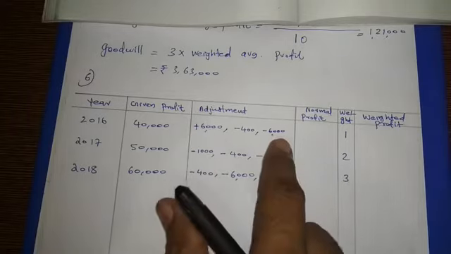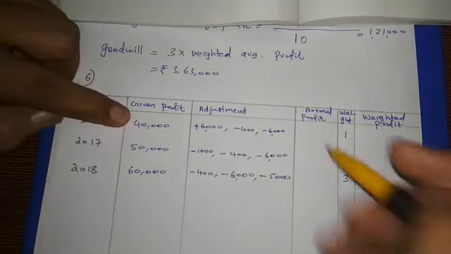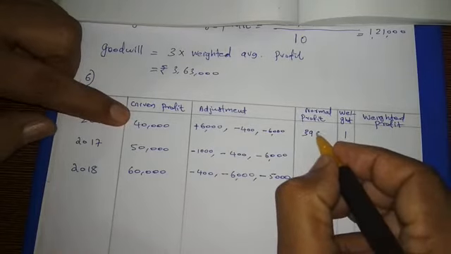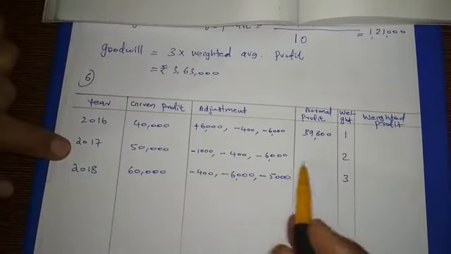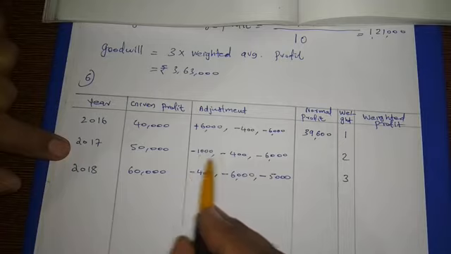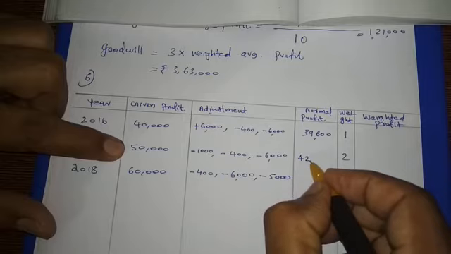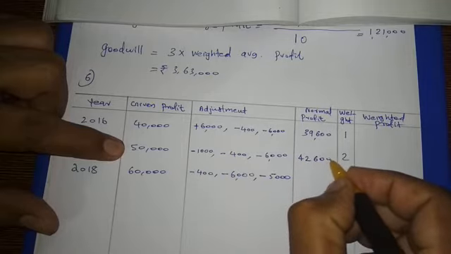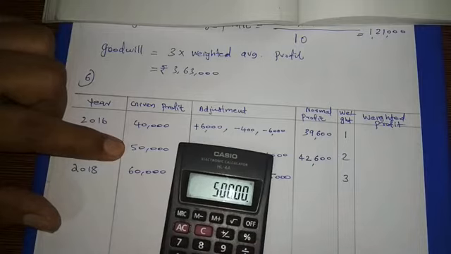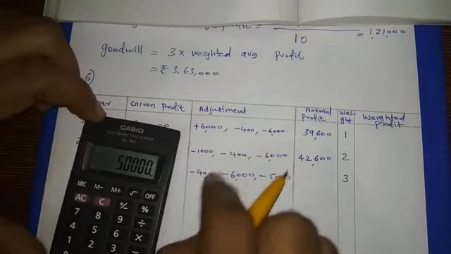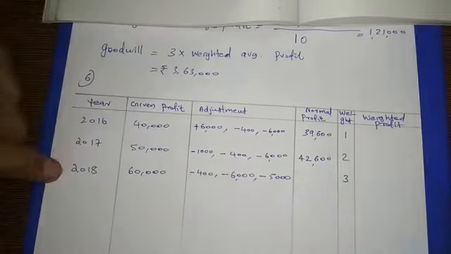Here 6,000 we are adding and 6,000 we are subtracting, so the effect will be 0. Then 400 we need to subtract, so it comes to 39,600, the normal profit of 2016. Then in 2017, 7,400 we need to subtract, so 42,600 is coming. We can check one time: 50,000 minus this total of 7,400 comes to 42,600.